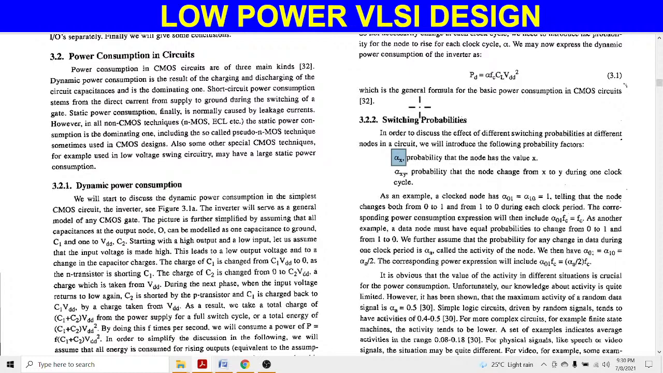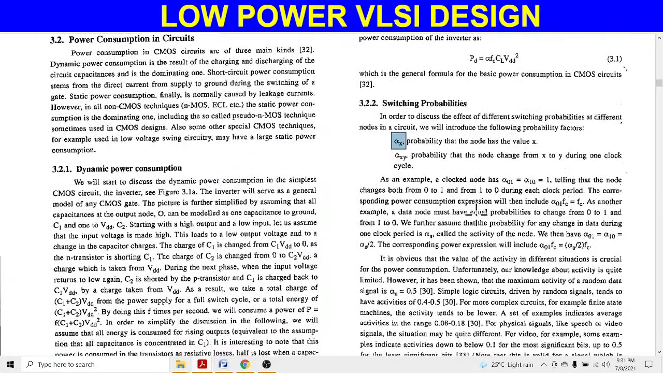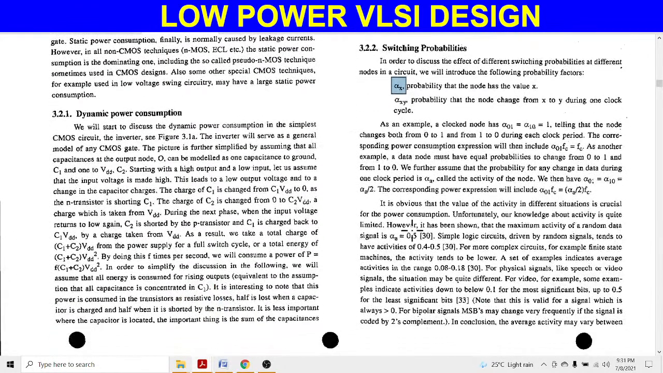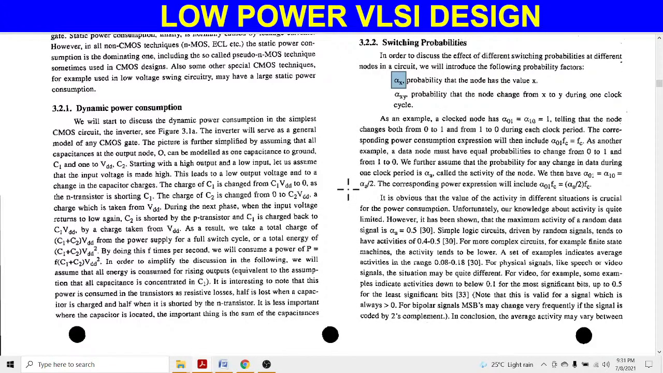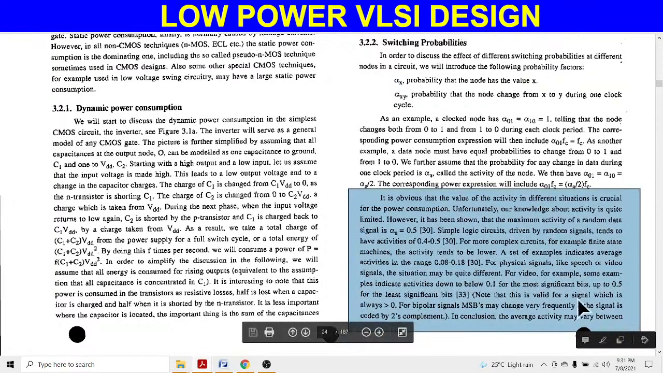Okay, so this term is the significance to represent the switching probability here. Here some numerical values of switching probabilities are given. You can also read this paragraph to understand and note these numerical values of switching probability.